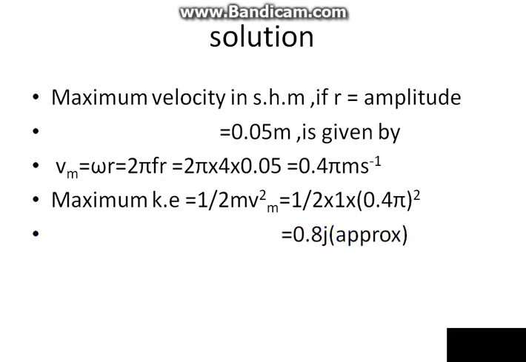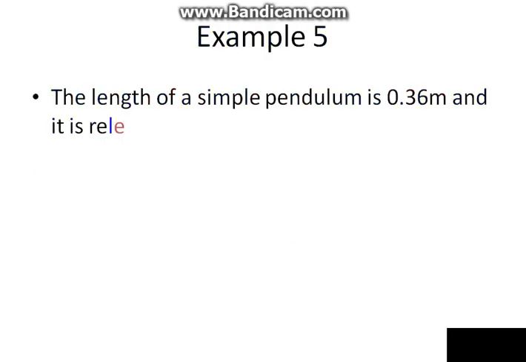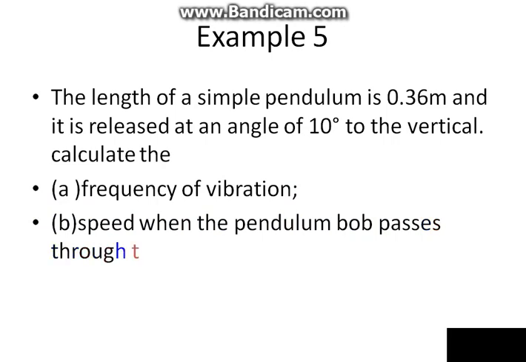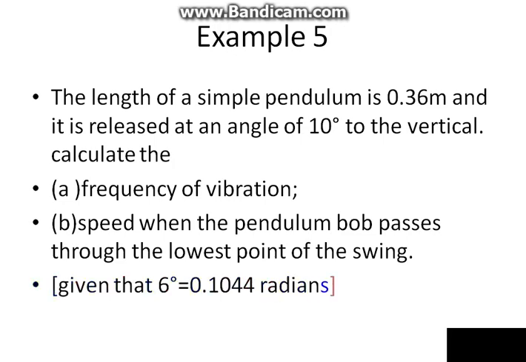Example 5. The length of a simple pendulum is 0.36 meters and it is released at an angle of 10 degrees to the vertical. Calculate A, the frequency of vibration, B, the speed when the pendulum ball passes through the lowest point of the swing, given that 6 degrees is equal to 0.1044 radians.